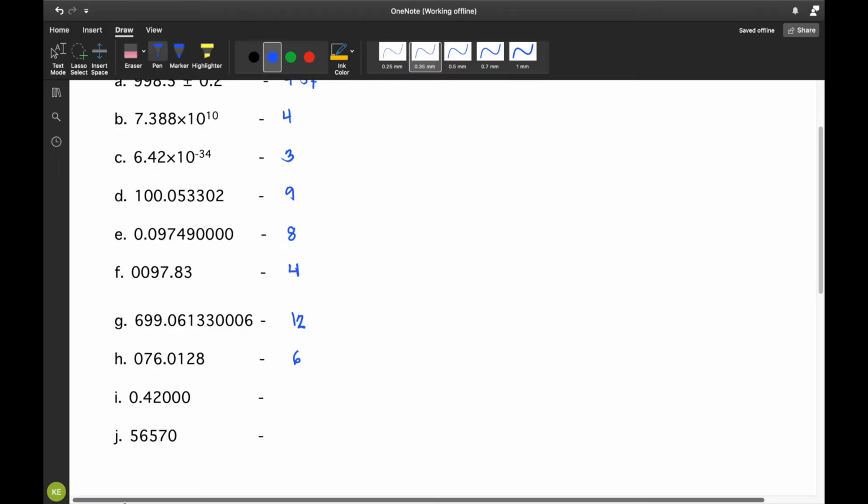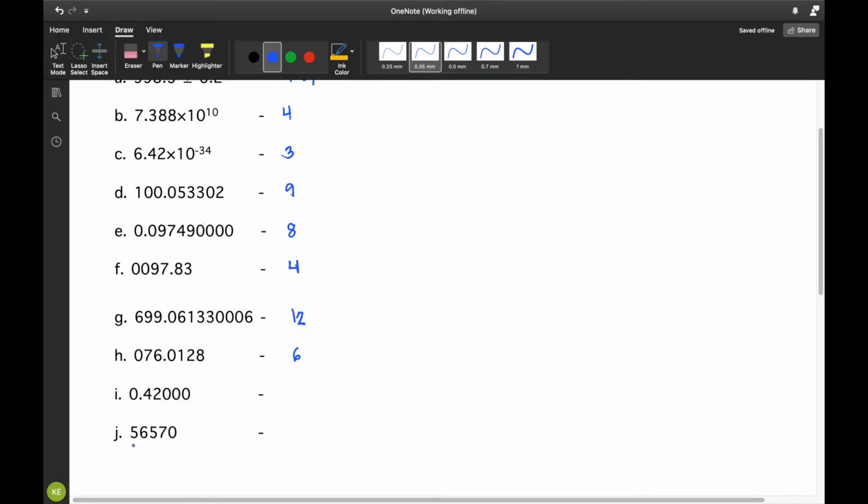I. So we'll have 1, 2, 3, 4, 5. Yes, we'll have five significant figures. And lastly, we'll have two answers for that. It might be 4 or 5 significant figures. From the rule, zeros at the end of a number without a decimal point may or may not be significant.